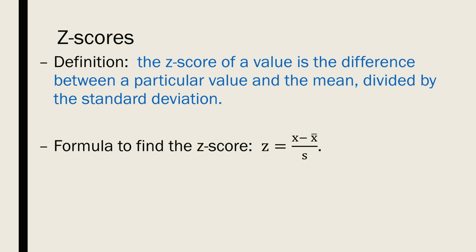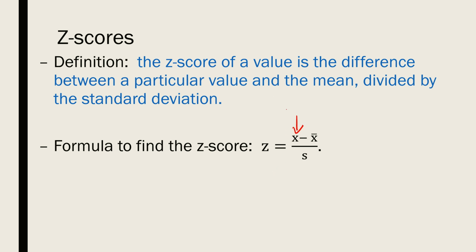In this video, we are going to learn about z-scores. The z-score of a value is the difference between a particular value and the mean, divided by the standard deviation. This is the formula to find the z-score.